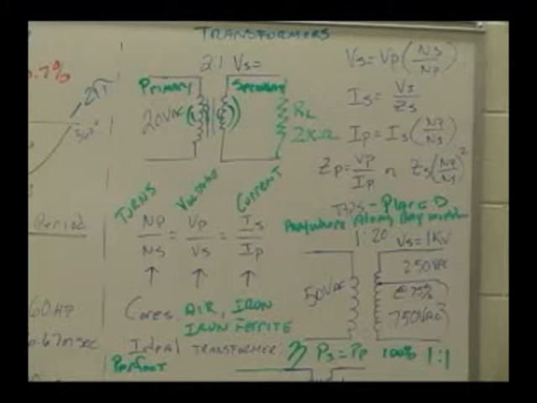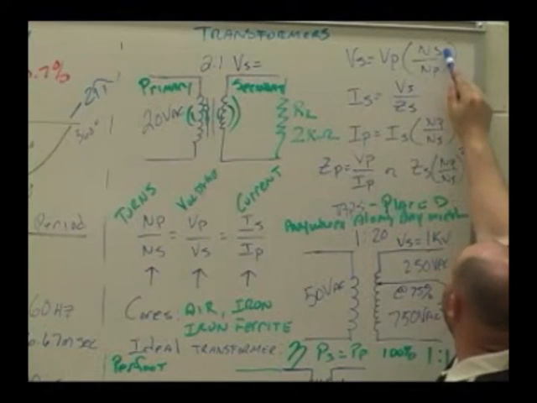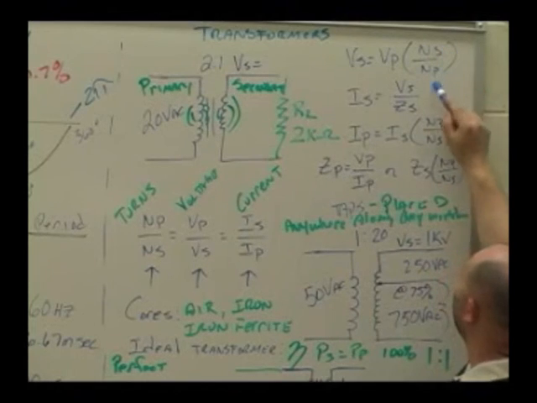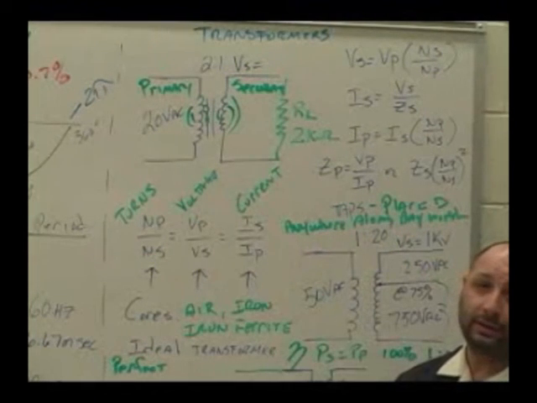Does that make sense? Yes, sir. Okay? Because basically the number of turns on the secondary is 1 over 2, or half of 20. Make sense? Yes, sir. Okay. So we'll write that.